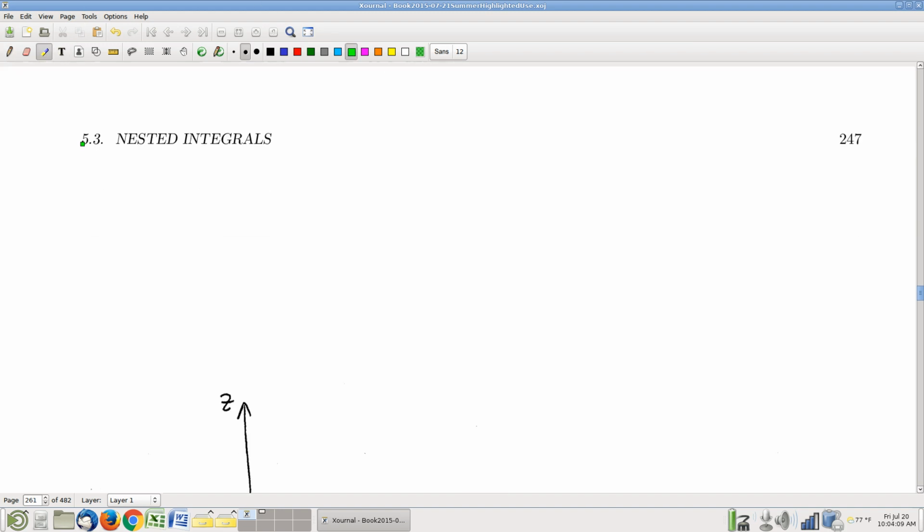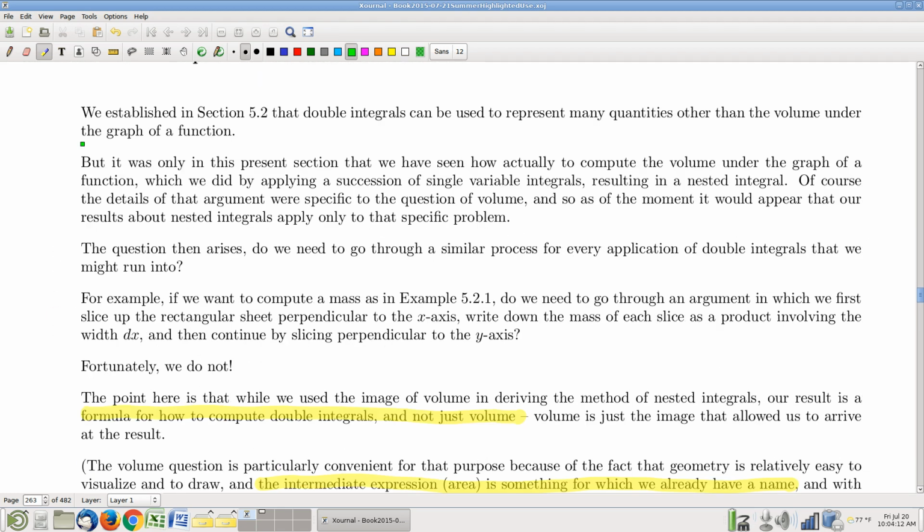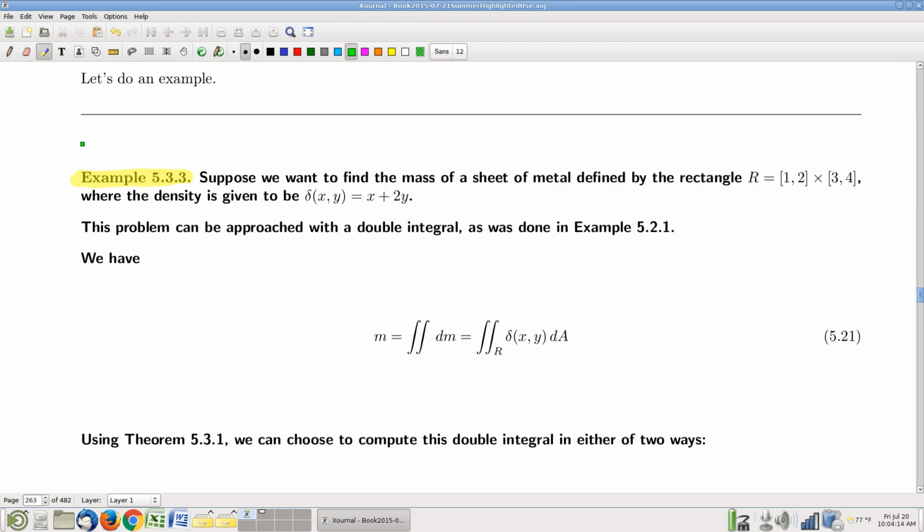What if you're computing, let's say, a mass? Suppose you want to compute the mass of a sheet of metal. What do you do there? Do you say, okay, I'm going to take my sheet of metal and first write it as a single variable integral? How do you do that? What's the argument there? How do you write down mass equals integral dx, x goes from 1 to 2, integral of what?